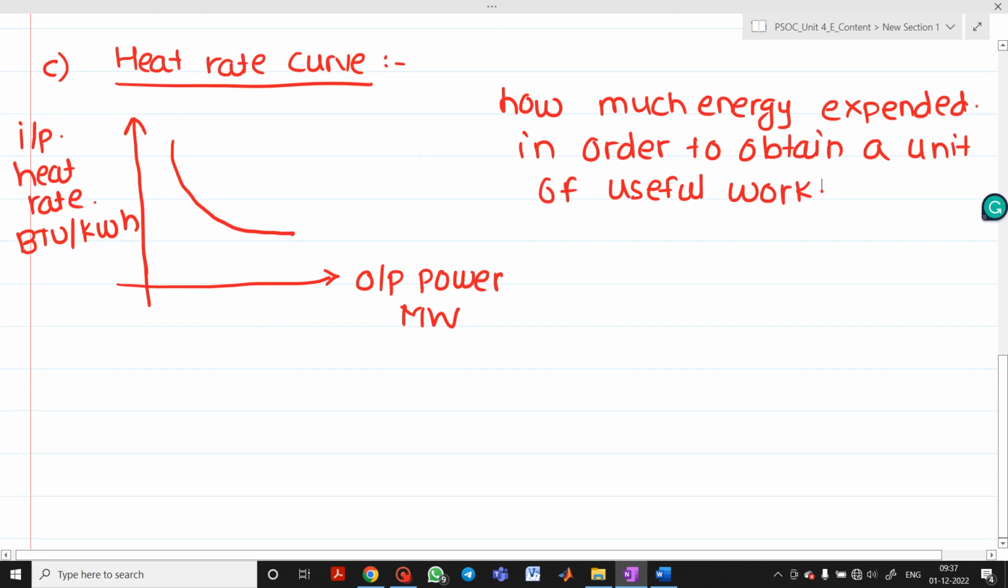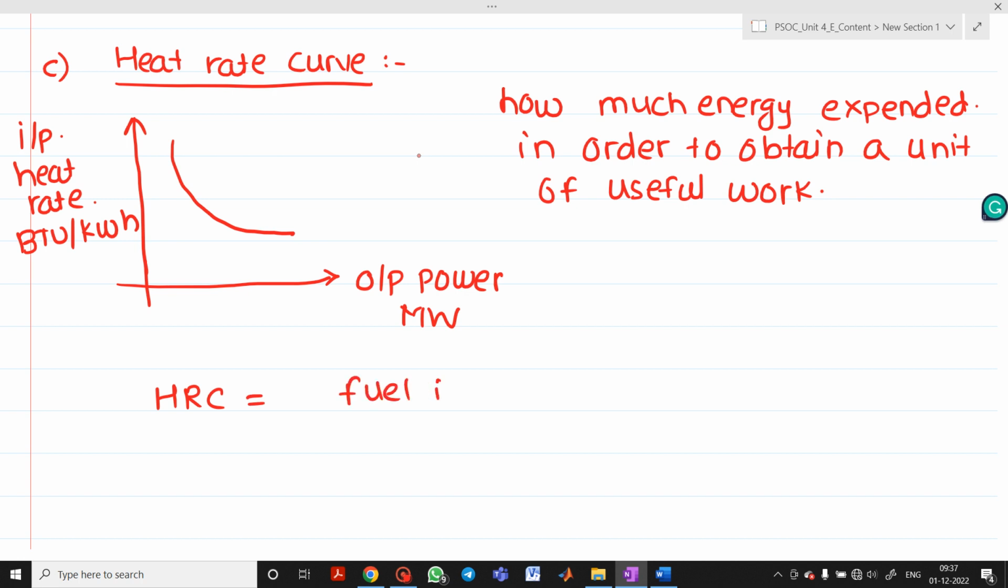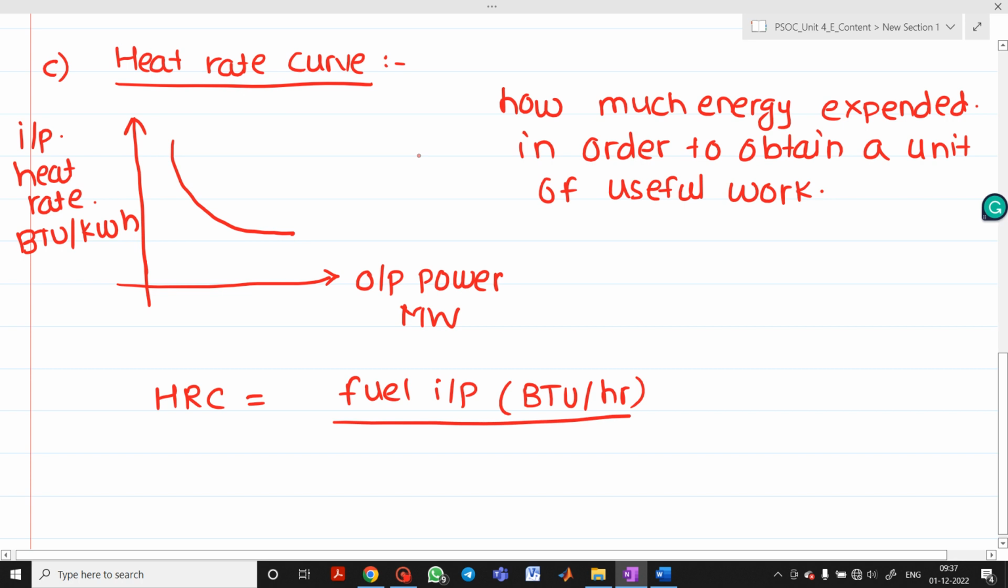So I will write it here, heat rate curve. It is the ratio of fuel input, whatever will be the fuel input given. Now the unit for this is what? It is BTU per hour. Whatever will be the fuel input divided by the corresponding output power which is produced.